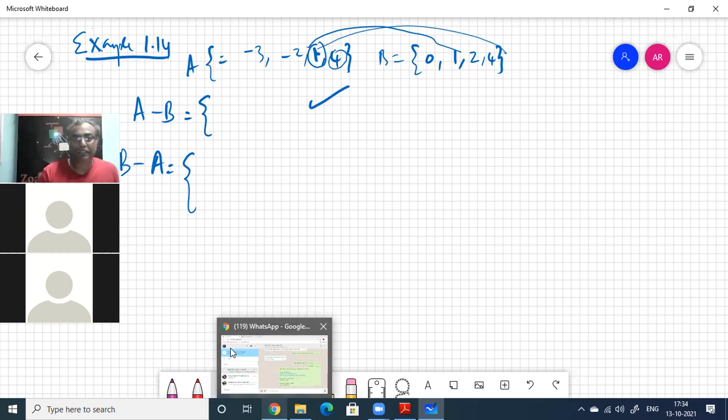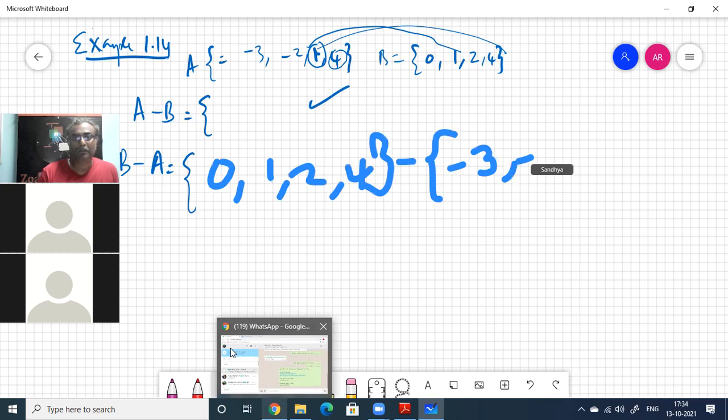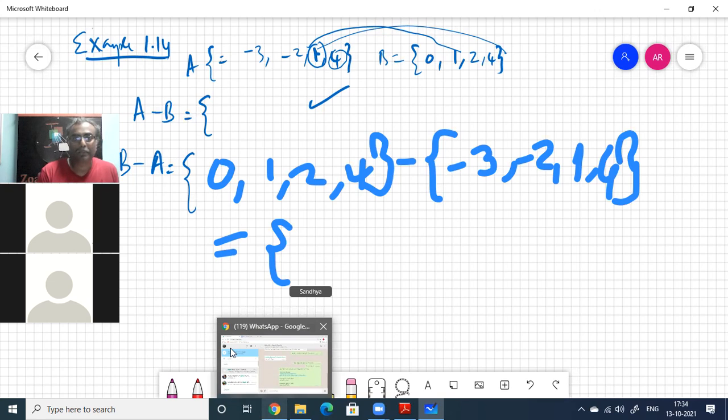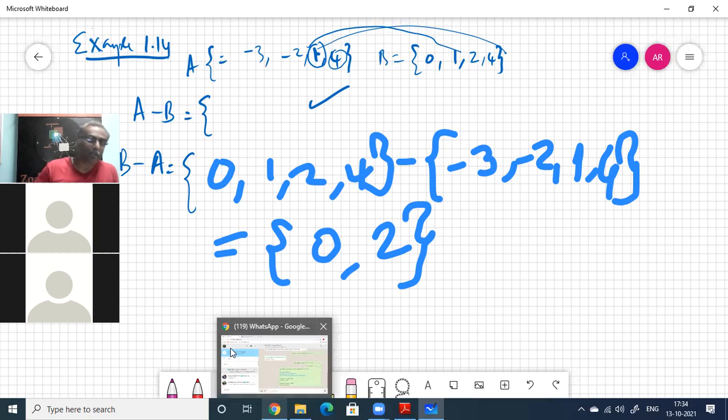You must go from B, each element in B. Okay, fine. Let's still use that step. Okay, very good. 0, 2. Very good. Okay, you can erase it.